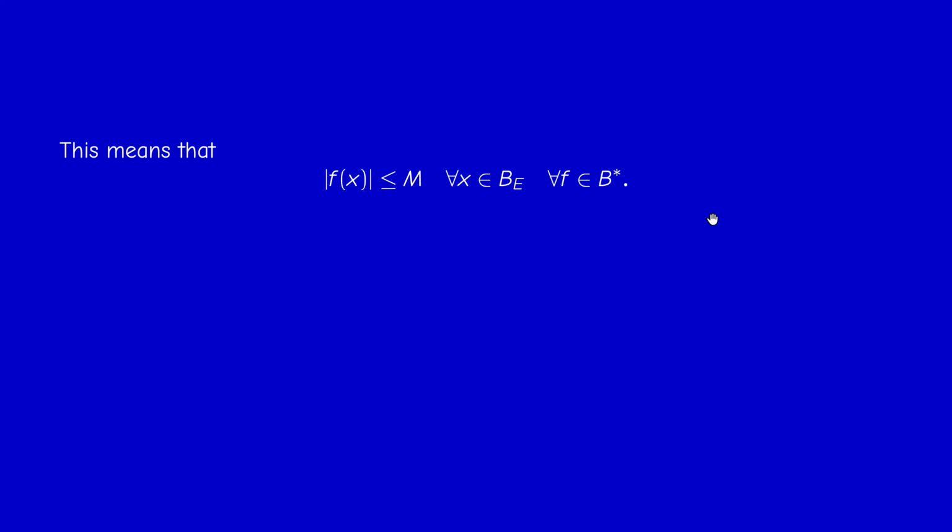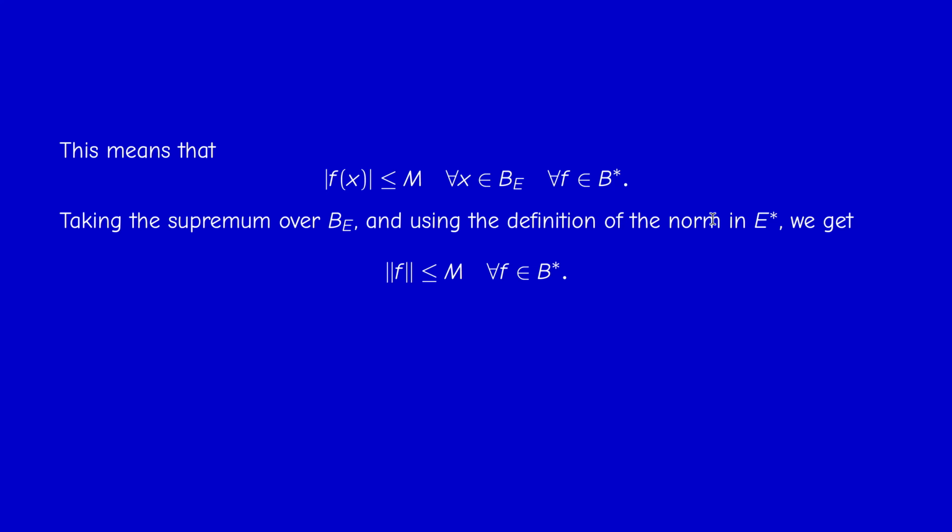So when I take the supremum over x this time, I get what? By the definition, I get the operator norm of f. So this is just the definition, not the Hahn-Banach theorem. The norm in E star of f is less than a constant M. So this means that B star is contained in the ball of center 0 and radius M, and this means that B star is bounded. So this concludes the second exercise.